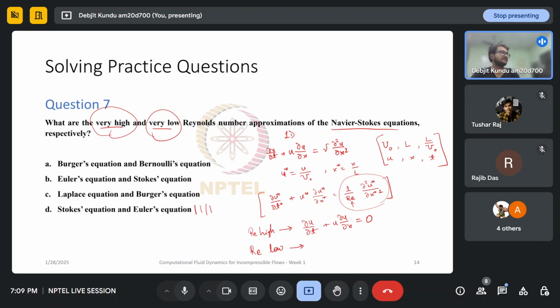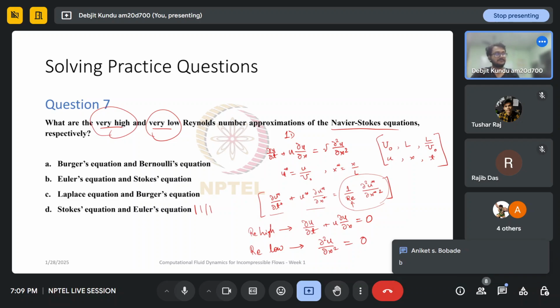if Reynolds number is very low, then you can imagine that this term is very big and these two terms on the other side become very small. So now we can neglect them. In this case, our equation simply becomes ∂²u/∂x² = 0. These are all in 1D, by the way, and the same arguments follow in 2D and 3D as well.